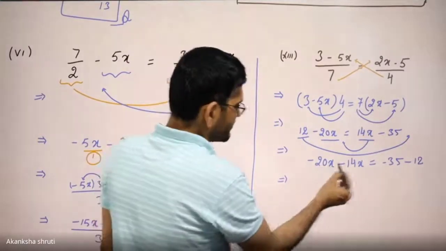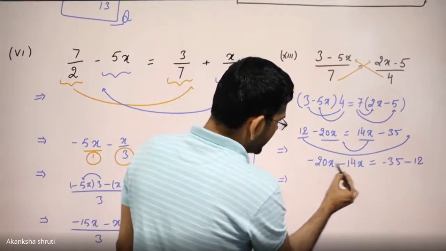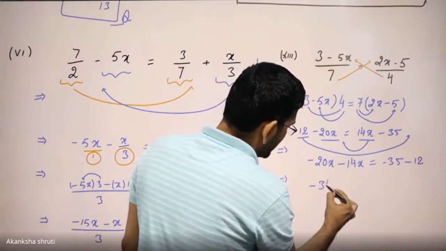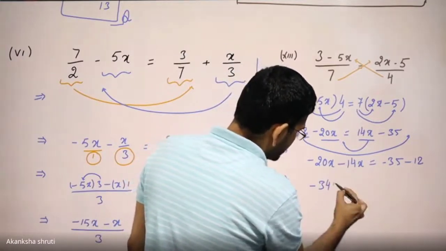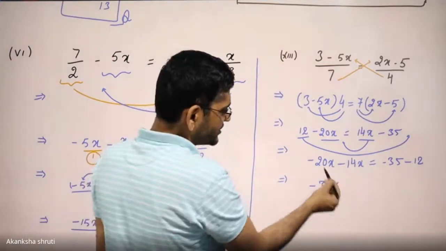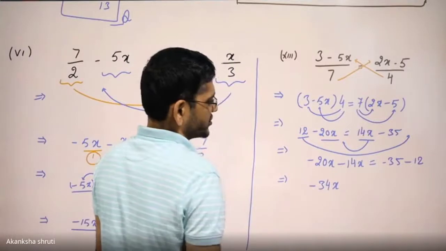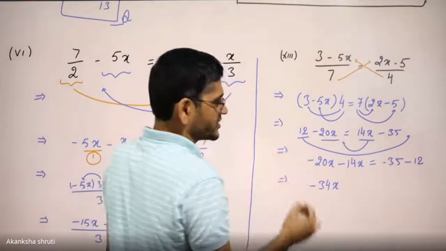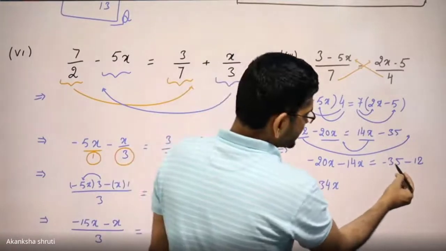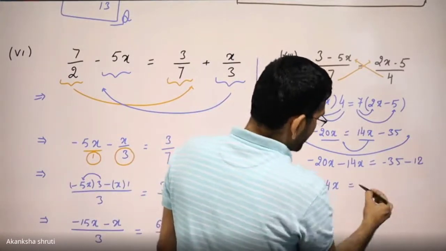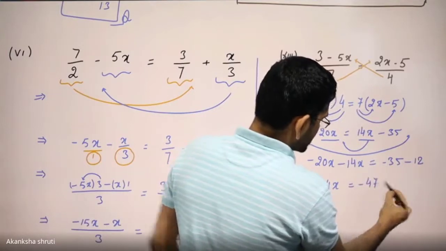So it is minus 20 minus 14, it becomes minus 34, and x is in both places, so x has to be kept as it is. So x we have to preserve as it is, just the numbers we have to operate. If no coefficient of x is written, it means 1 should be taken. Now minus 35 minus 12 becomes minus 47.